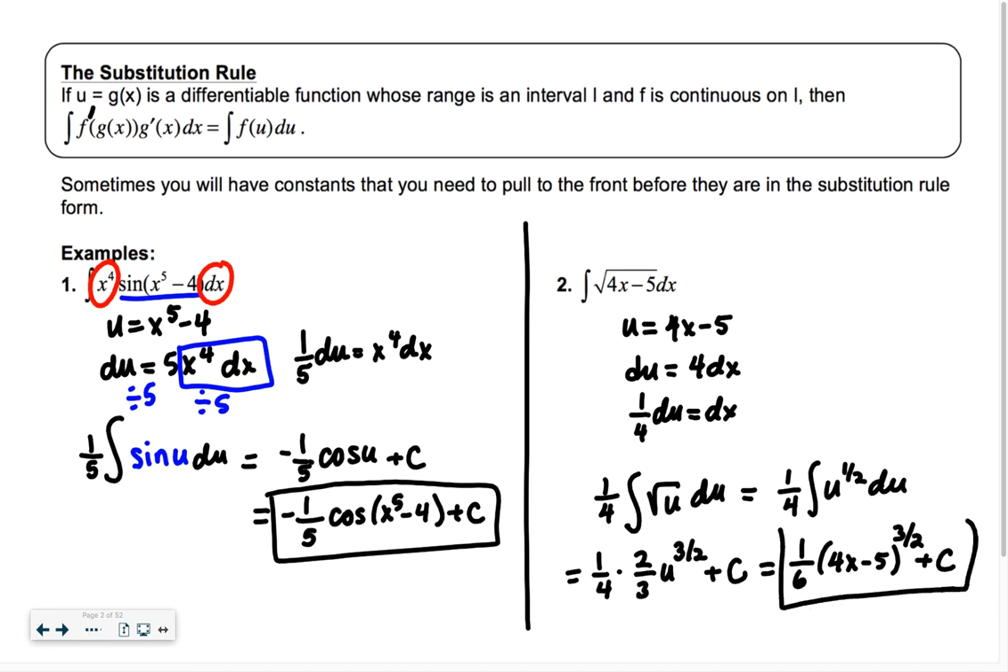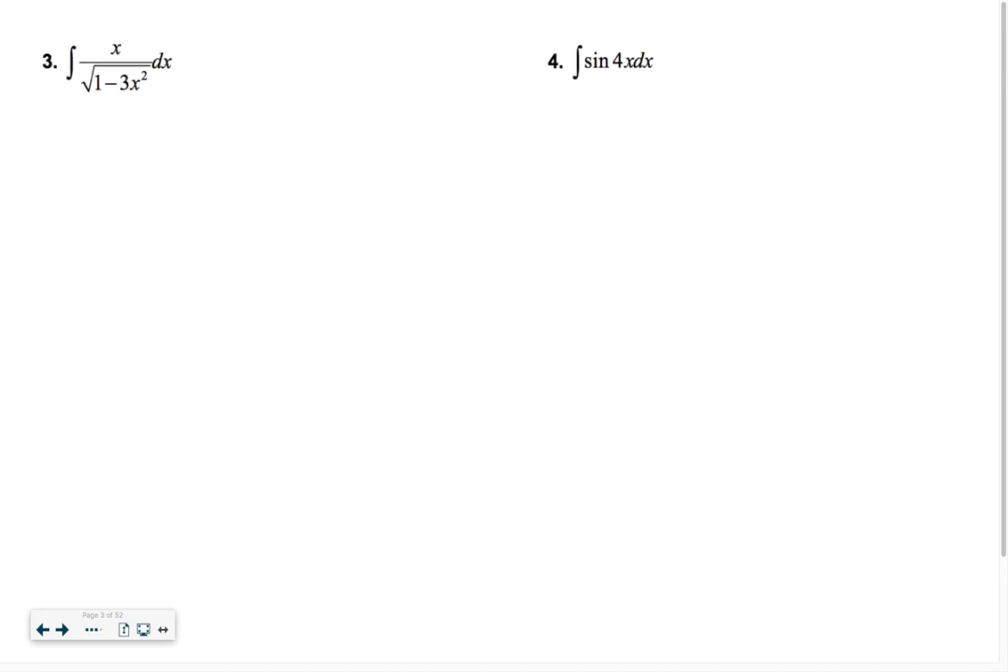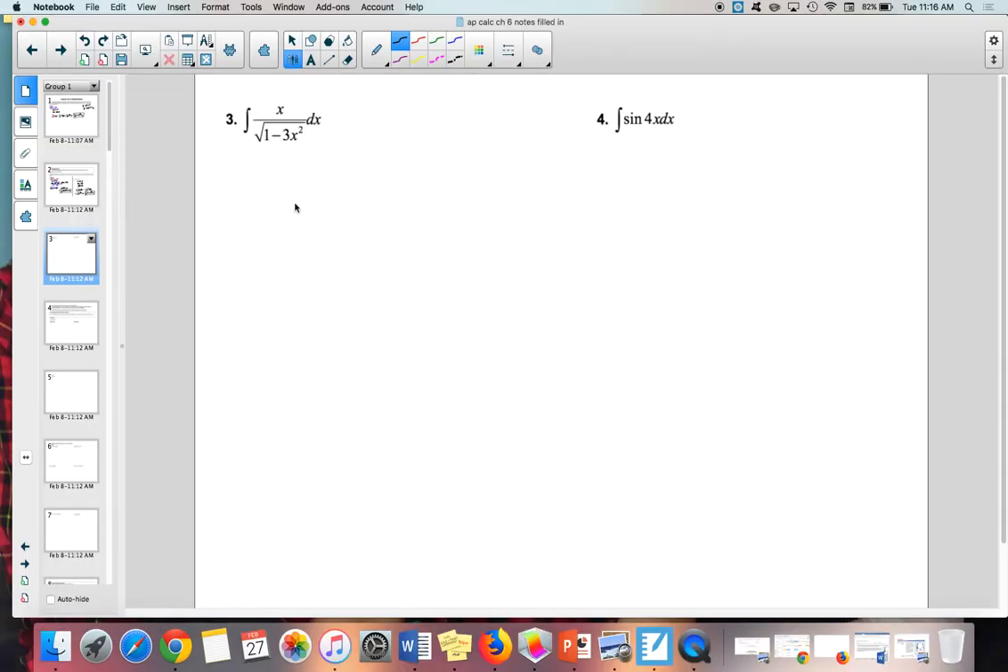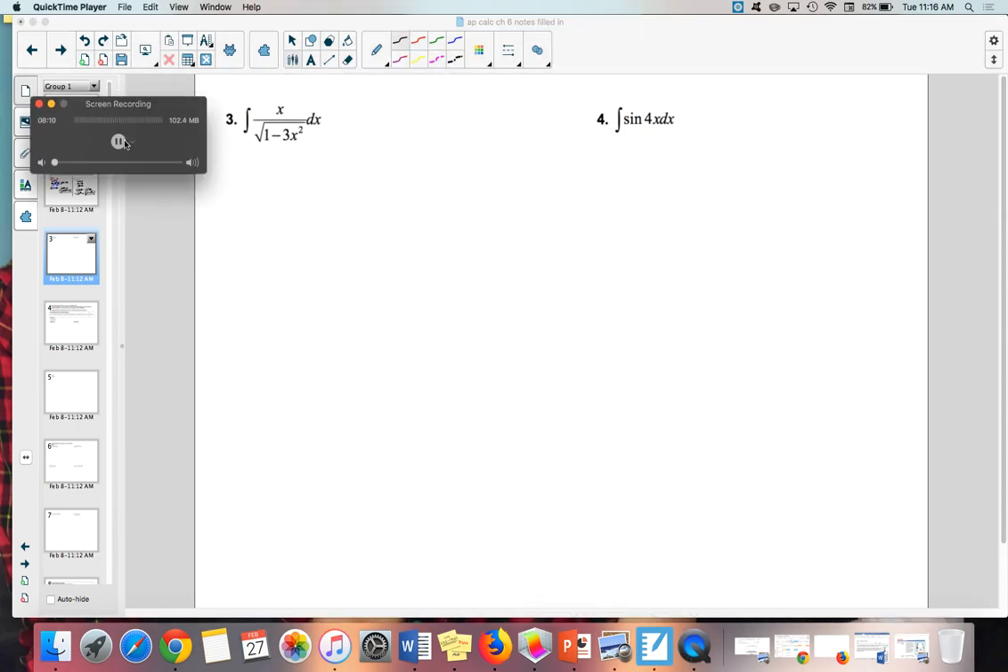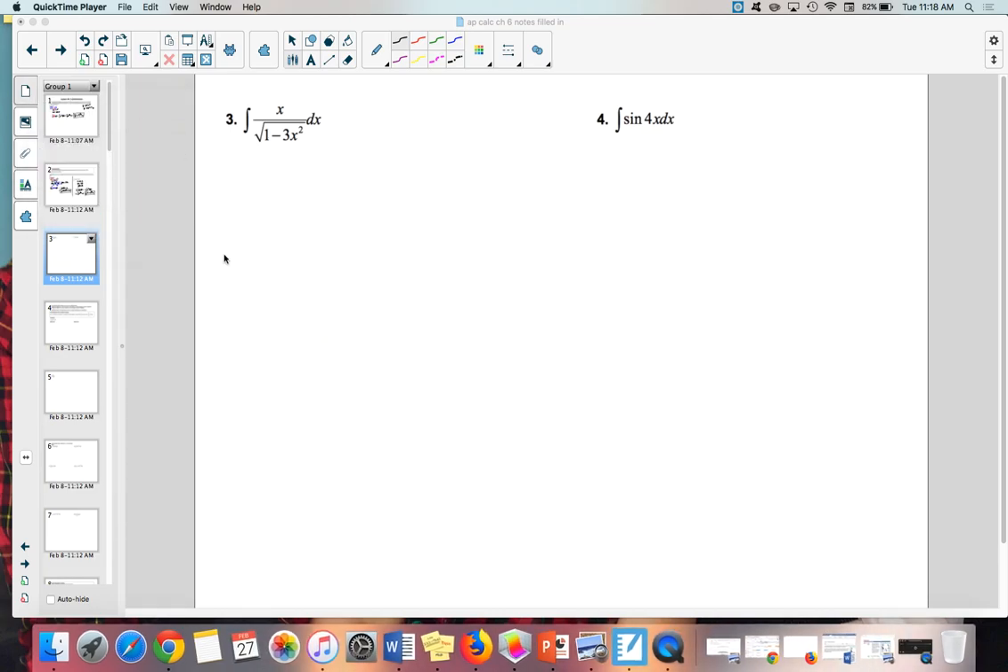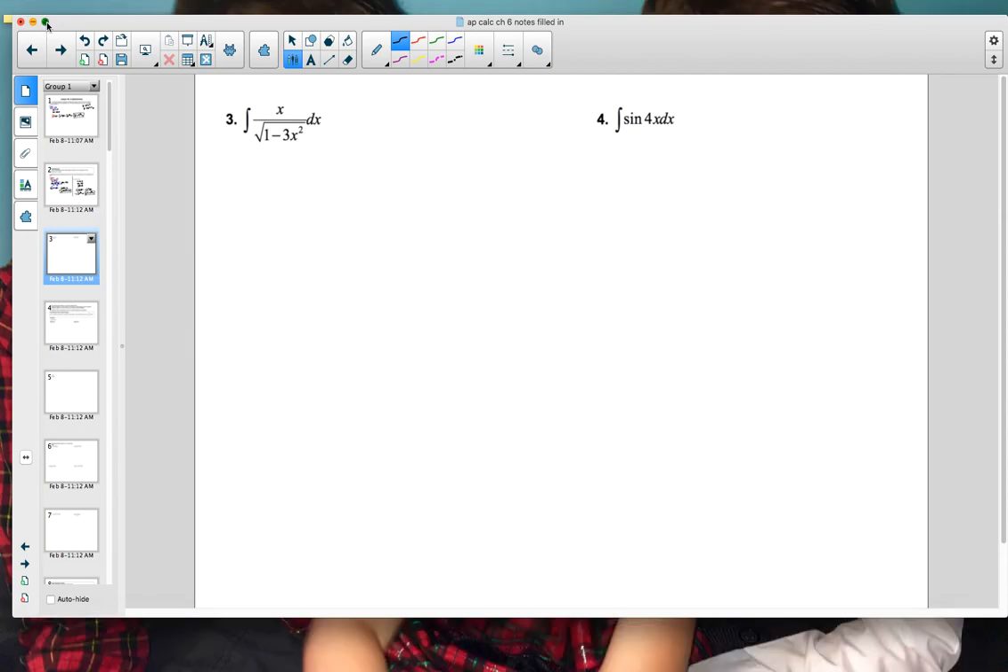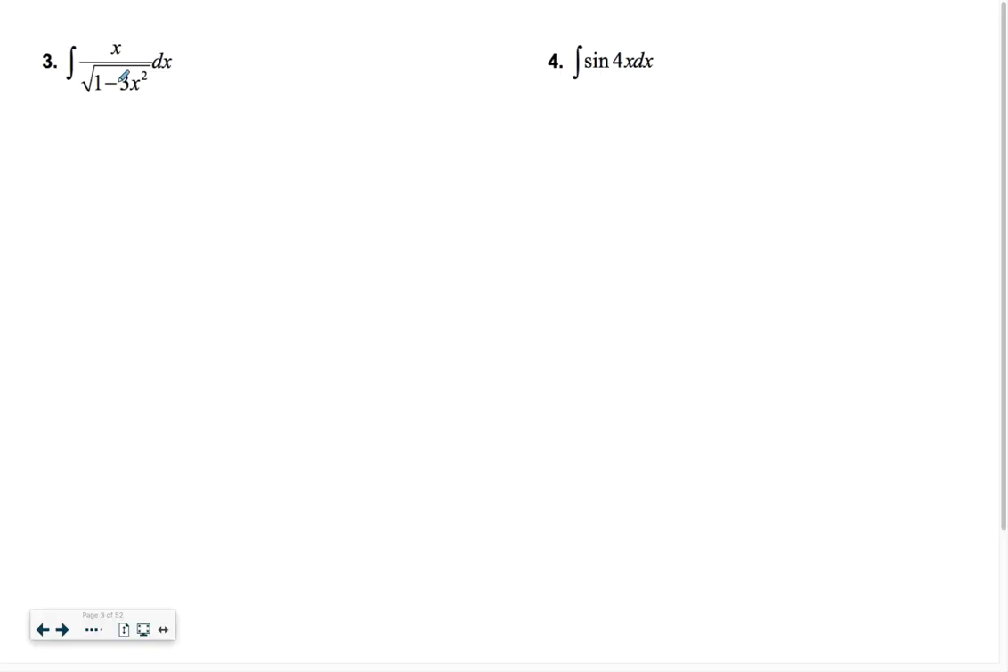Okay, does this make sense? All right, you guys try the next one. It's a little tricky, but if you can get this one, you'll be pretty good on the homework. Although there are going to be some weird ones. All right, so you should let your u part be the 1 minus 3x squared, right? Because it's kind of like the inside as if it was like the chain rule.